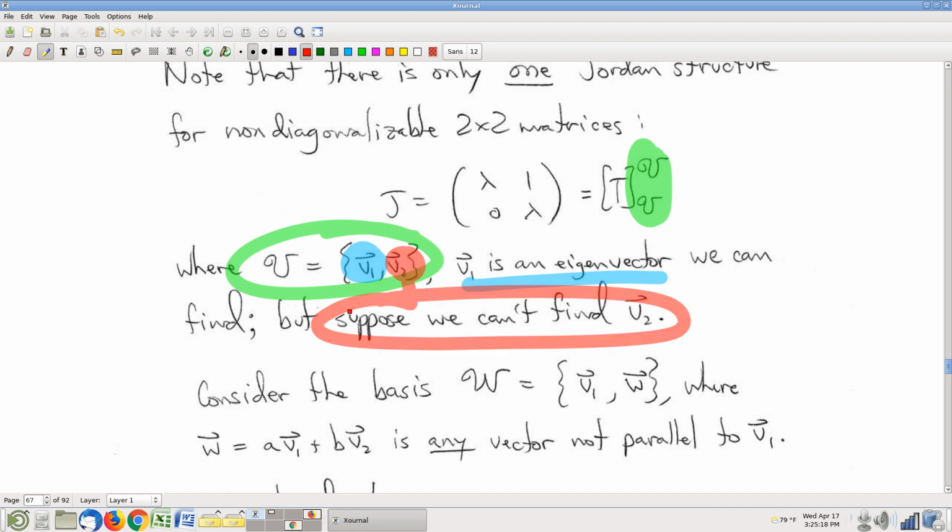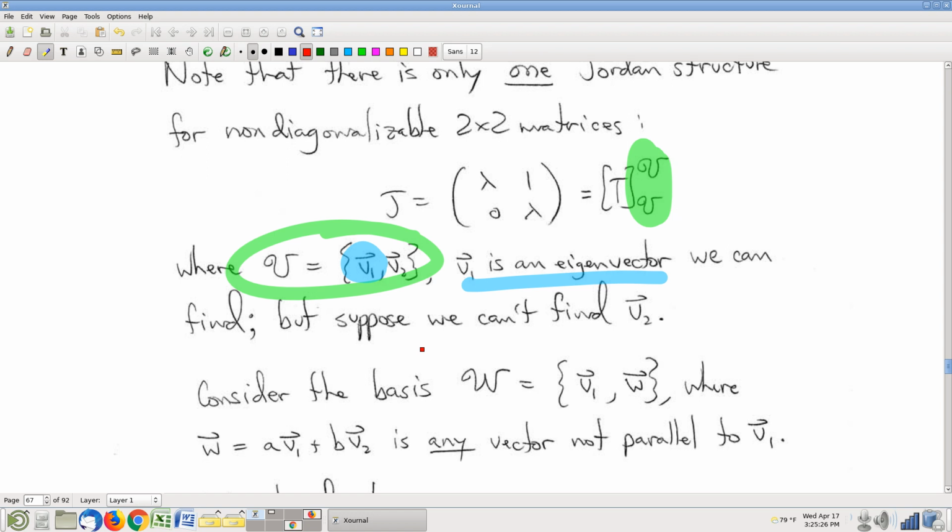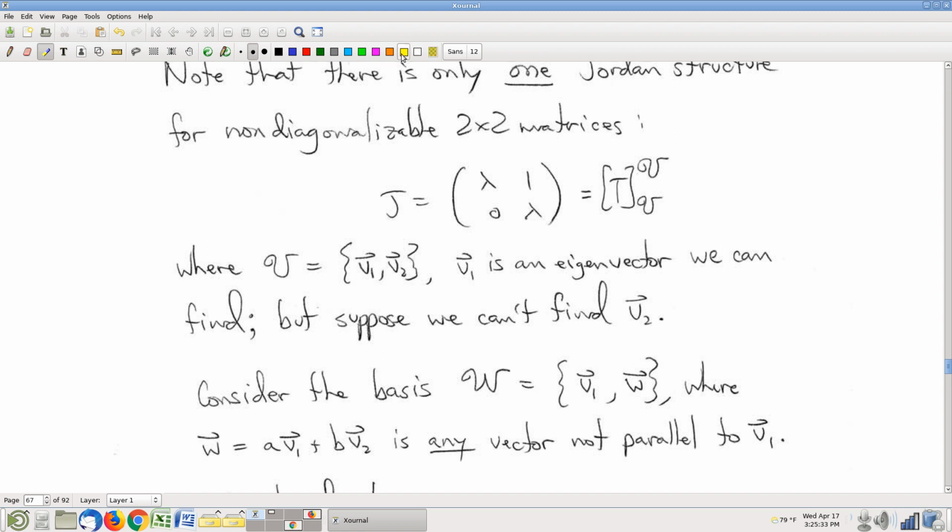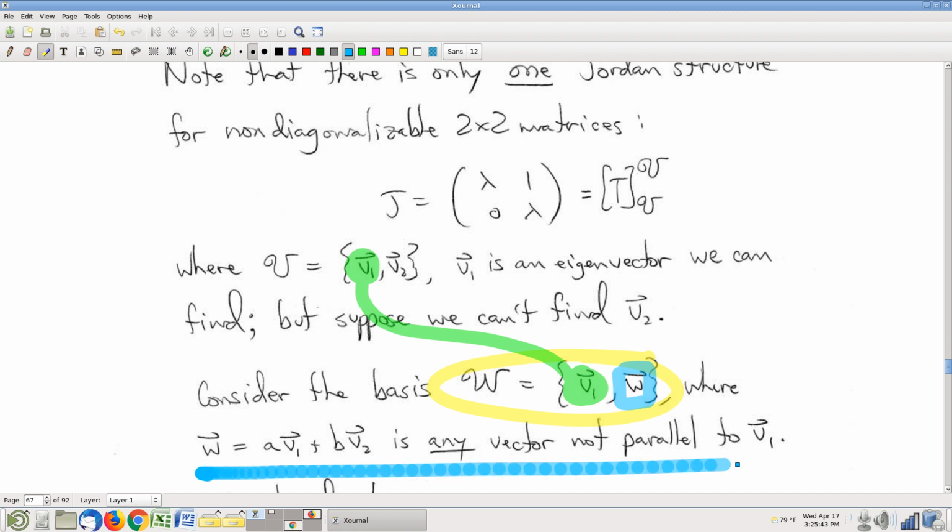Okay, so here's the next sort of wonderfully convenient thing, and that is that even though we can't find that second vector, what we can do is just plug in any random vector, doesn't even matter what. Form a basis by taking our eigenvector and then just whatever. Any vector at all. I couldn't care less.